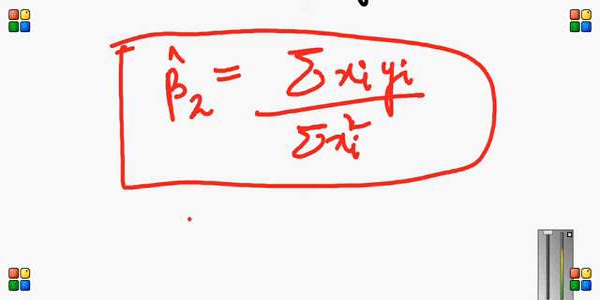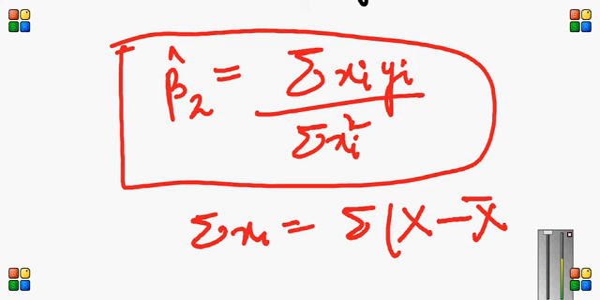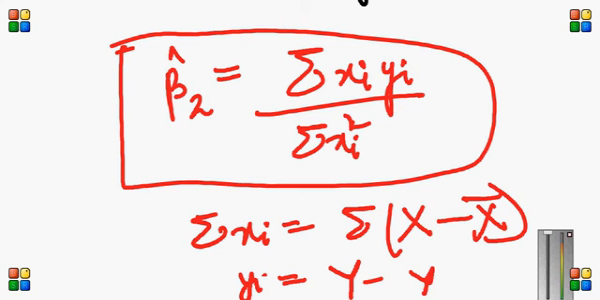Here small xi actually is x minus x bar. So basically summation small xi is summation of x minus x bar. Similarly small yi is y minus y bar. So wherever I write small x's or small y's, it is actually for the deviation form.